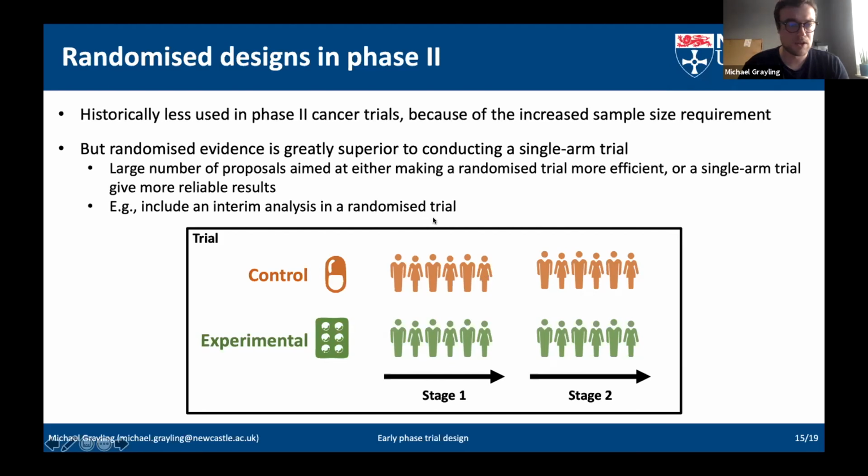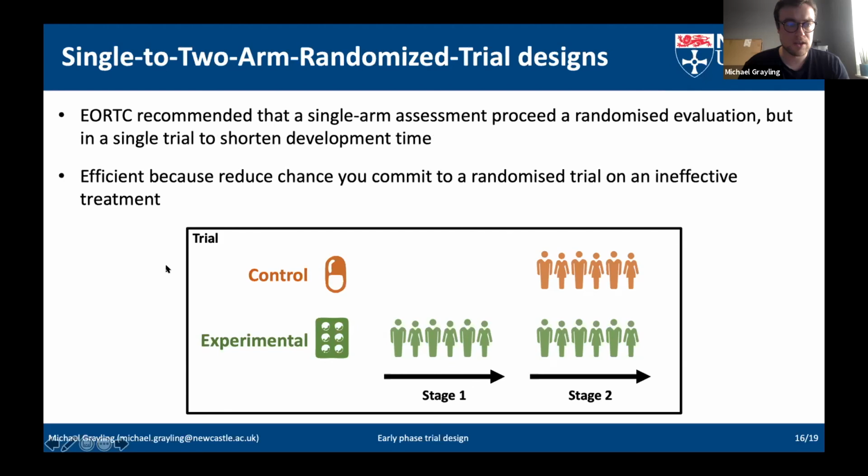So I'm just going to go through a couple of alternative options instead. One of these is known as a single to 2-arm randomized trial design, or START design for short. And this is actually the approach that was recommended by a task force of the EORTC, so that's the European Organization for Research and Treatment of Cancer. They recommended that a single arm assessment precede a randomized assessment within the same trial in order to shorten development time. So that's what this diagram shows here.